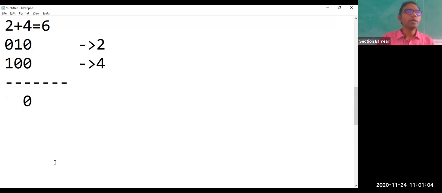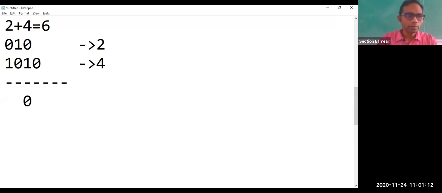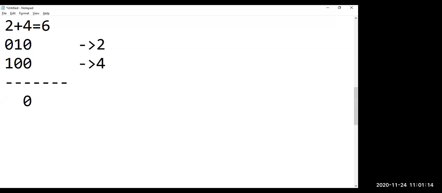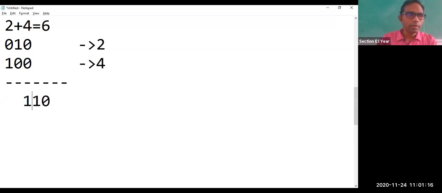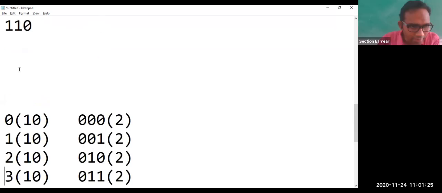Let us move here. Now concentrate on the middle part. 1 plus 0? 1. Very good. The answer is 1. 0 plus 1 is 1. So finally we are going to get 1 1 0. Now let us try to see what is this 1 1 0.